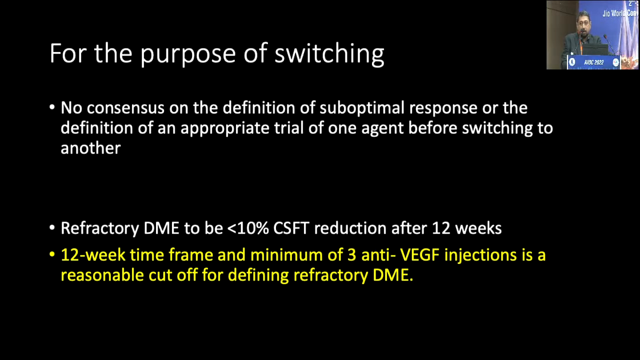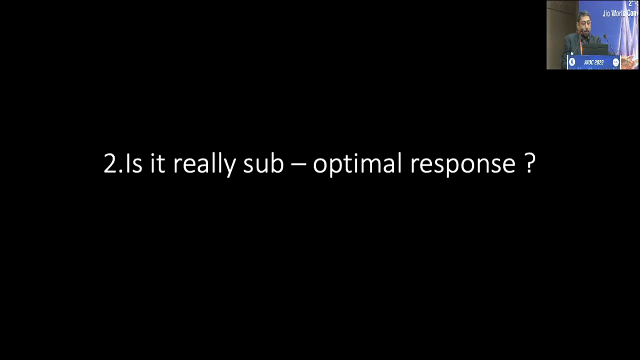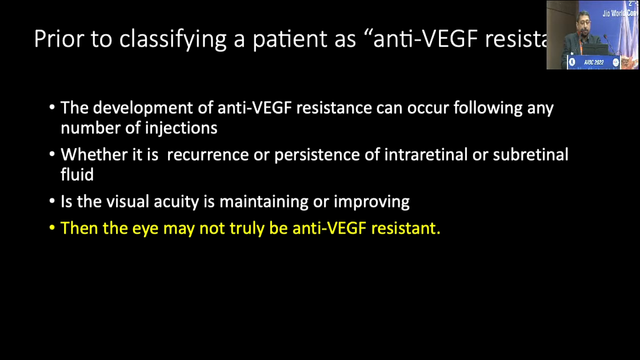Why do you call it chronic? When do you call it chronic resistant? When do you call it persistent? This is something to keep in mind throughout the whole presentation. Second question, is it really a suboptimal response?